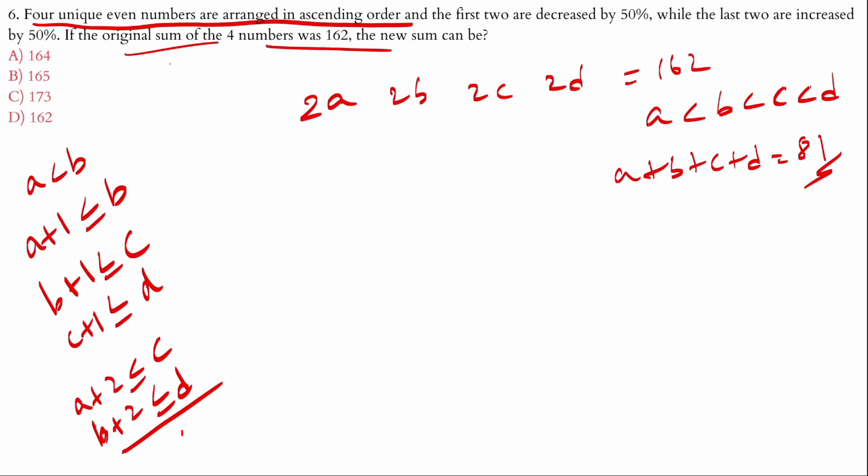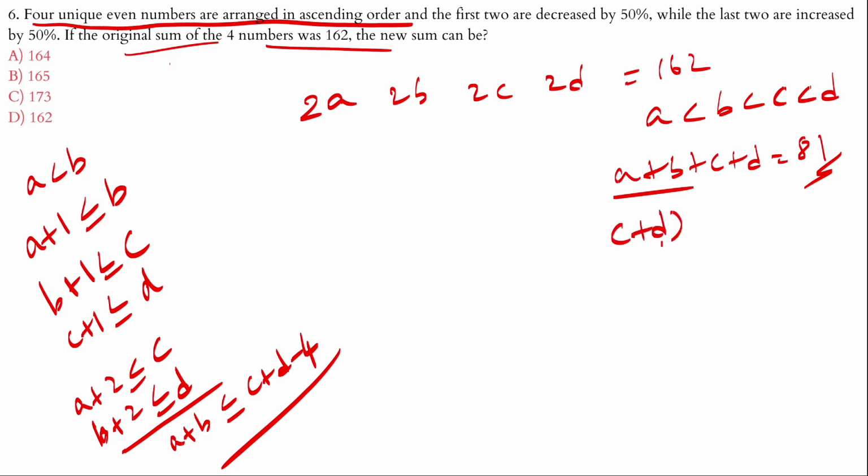And if we add these two inequalities, we get a plus b is less than or equal to c plus d minus 4. Same thing we can do here. We can substitute a plus b with c plus d minus 4. As we got here, a plus b is less than or equal to c plus d minus 4, plus c plus d, this will be equal to 81.